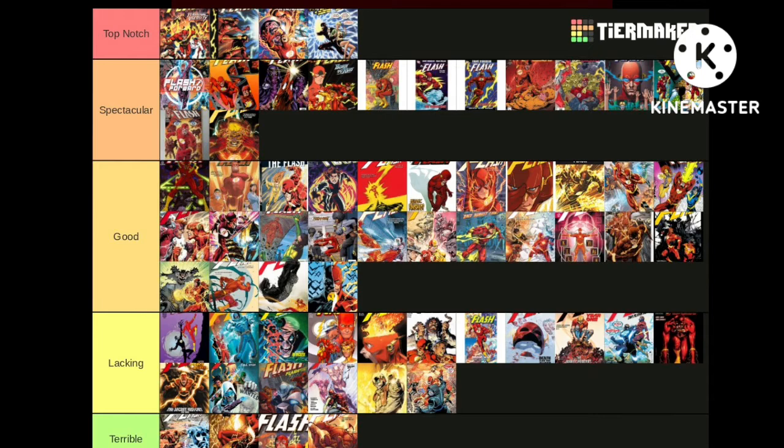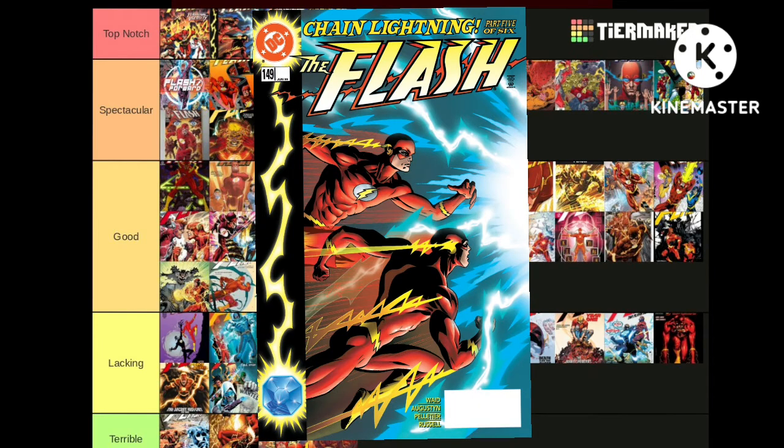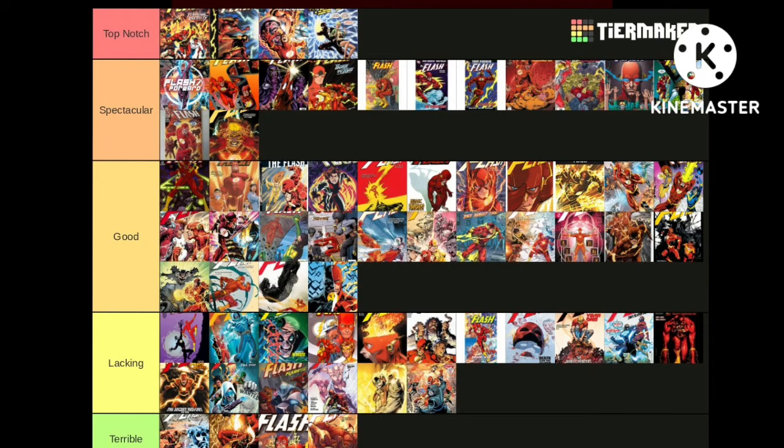So we're on the final two arcs, and they're both in the same tier. Mark Waid and Brian Augustine come back to write The Flash: Chain Lightning, starting with Wally and Linda's wedding, where Linda came back at the end of the Black Flash arc, by the way. So it's ultimately for naught. Oh well. But Wally and Linda get married.